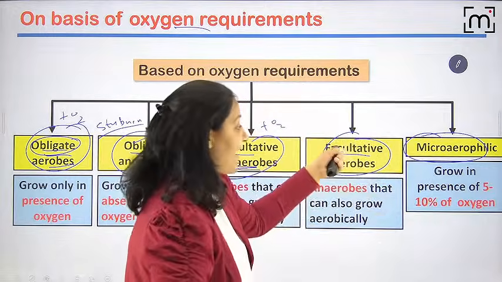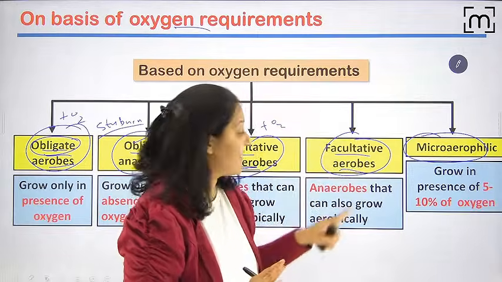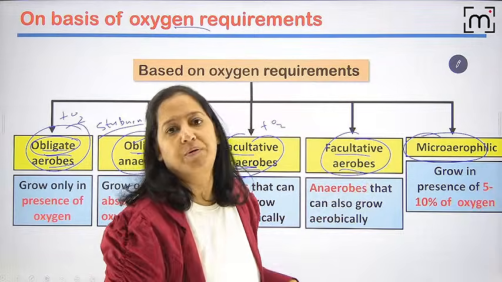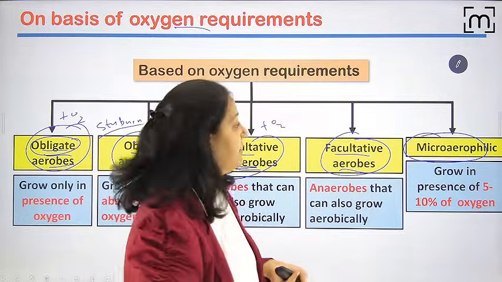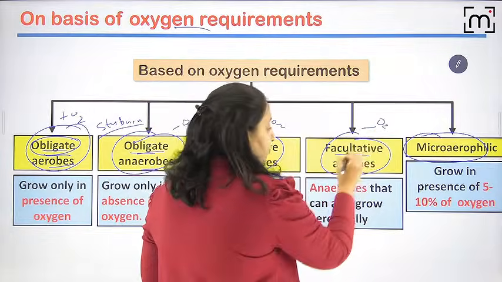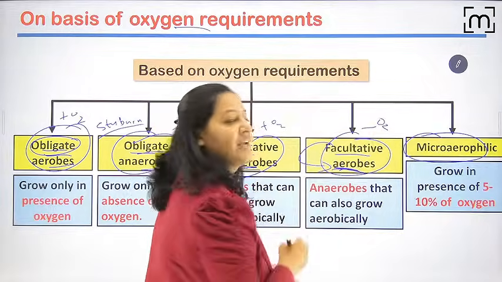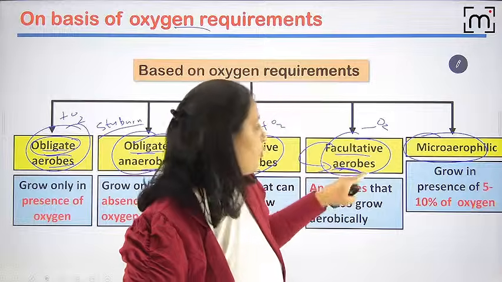And similarly, the facultative aerobes are actually anaerobes. Intrinsically, they like to be anaerobe. They want to grow in absence of oxygen. But if you give them oxygen, they adjust. So they are facultative in aerobic environment.